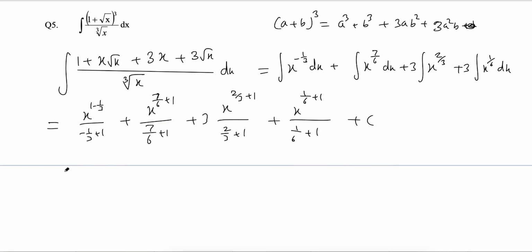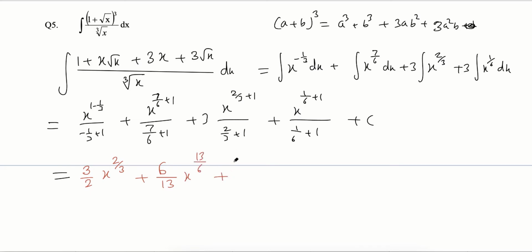Plus c. Rest is calculation. You can do it. This will become 2 by 3. 2 by 3 will go in numerator. That will become 3 by 2, x power 2 by 3. Plus, this will become 7 plus 6, 13. So that will become 6 by 13, x power 13 by 6.